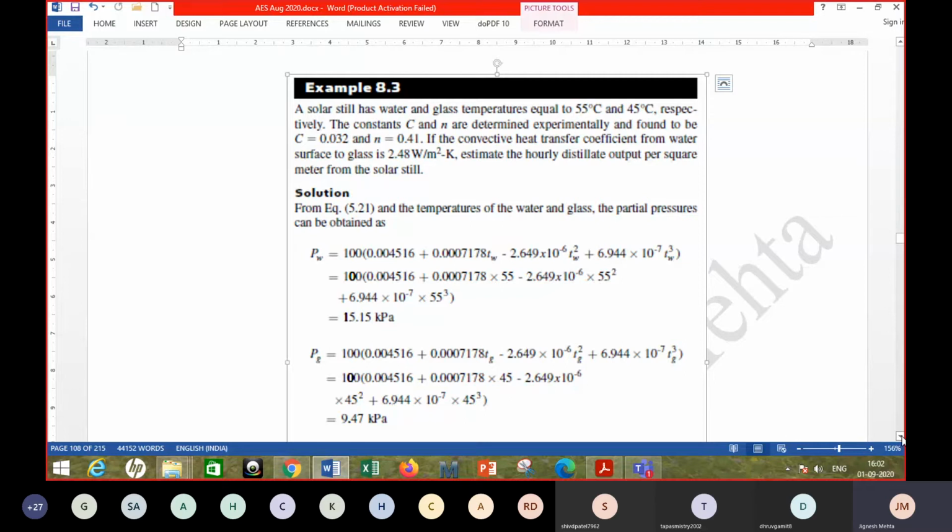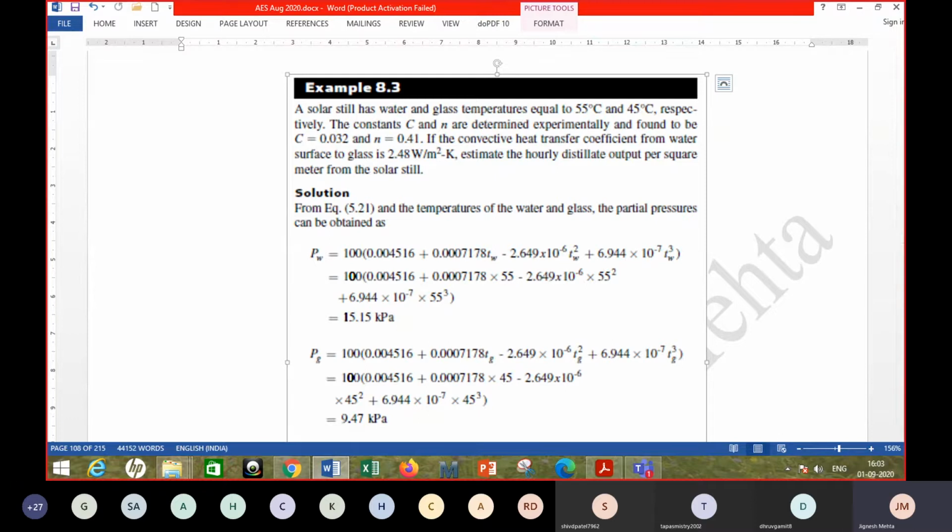If convective heat transfer coefficient from water surface to glass is 2.48 watt per meter square Kelvin, right? So this is convective heat transfer coefficient. You have some idea about that. That is, if you use it in Newton's law of cooling, Q is equal to hA delta T, right? So that h is heat transfer coefficient, convective. That value is given, 2.48 watt per meter square Kelvin. Estimate the hourly distillate output per square meter from the solar still.